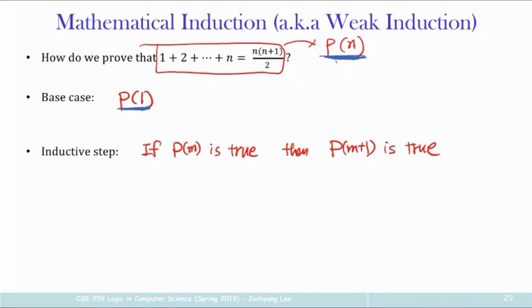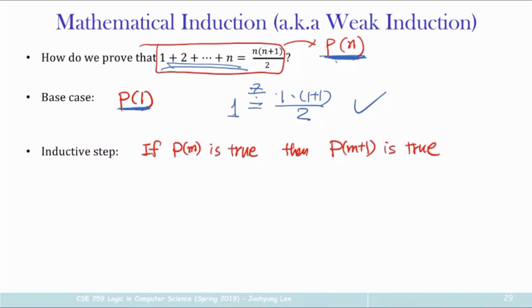N equals 1, right? If n equals 1, what is the left-hand side? 1 plus 2 plus up to n. If n equals 1, what is the whole sum here? Just 1. When n equals 1, what is the right-hand side? 1 times (1 plus 1) over 2. Is this true? Yes. Simple algebra tells us that the left-hand side is equal to the right-hand side. So P of 1 is very easy to prove.